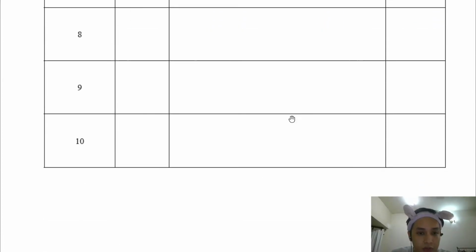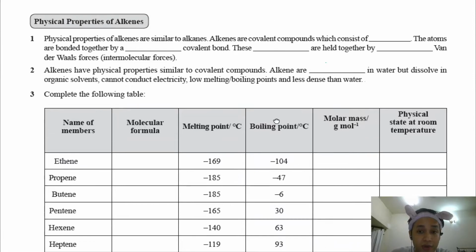The next part will be on the physical properties. If you look at the physical properties of alkenes, technically they are almost the same as alkane, meaning they are molecules, and they are bonded by strong covalent bonds. Remember, atoms in a molecule are bonded by strong covalent bonds, and molecules are held together by weak van der Waals forces.